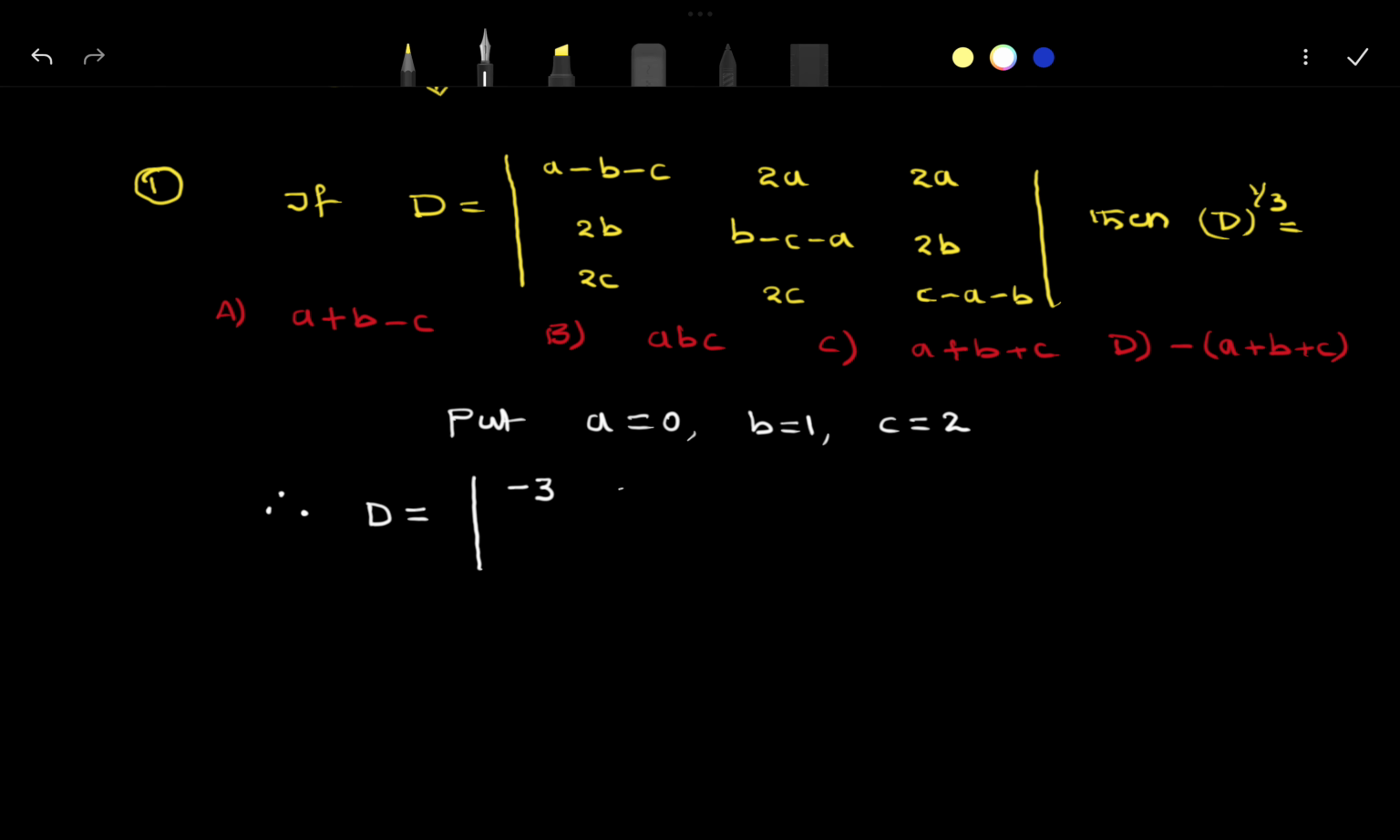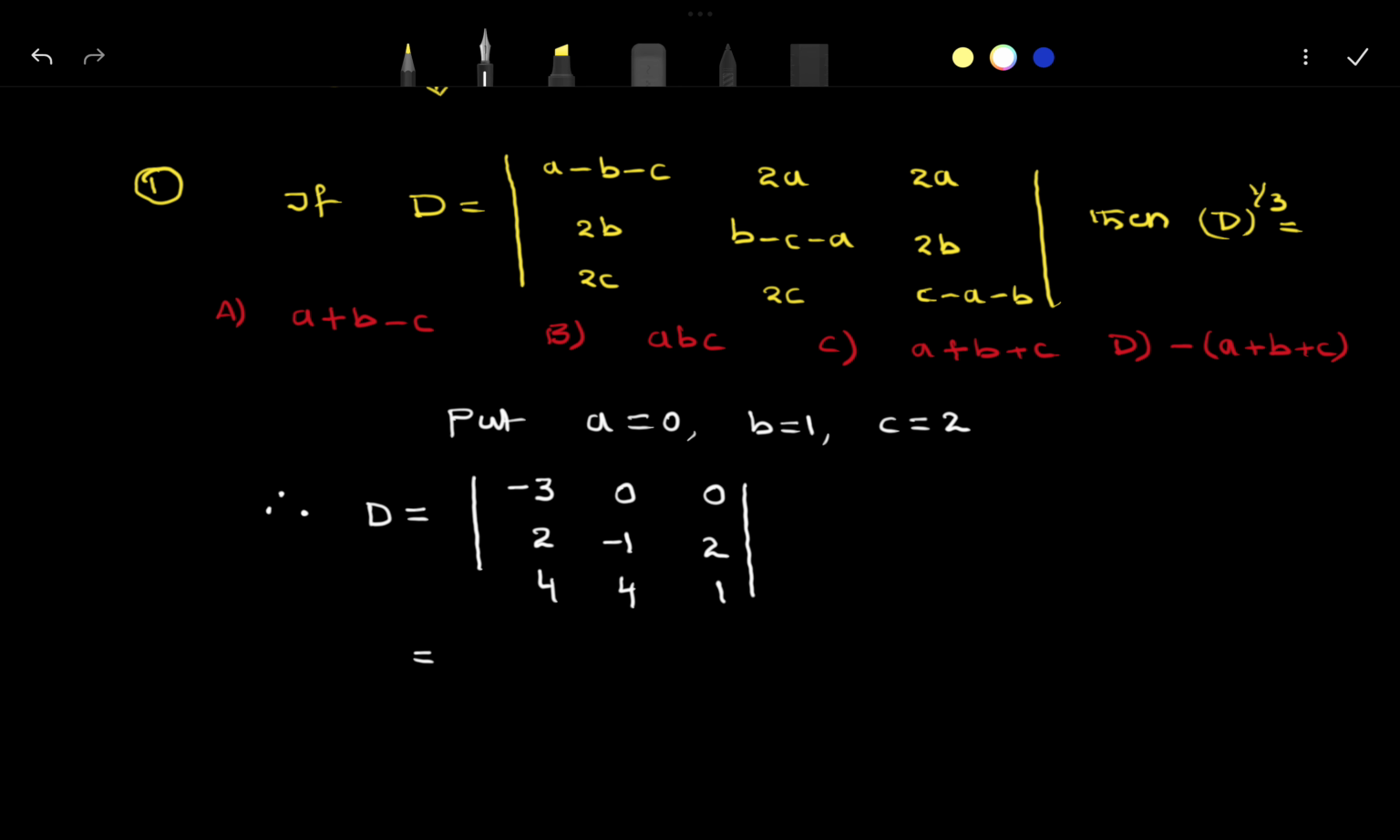And 2A is equal to 0. And the next one, 2A, is also 0. And 2B is equal to 2. And B minus C minus A value is minus 1. And 2B value is 2. Right? Next, third row: 2C, 2C, C minus A minus B. So 2C is nothing but 4. So third row elements will be 4 and 4. C minus A minus B value will be equal to 1. So this is the value of this determinant.